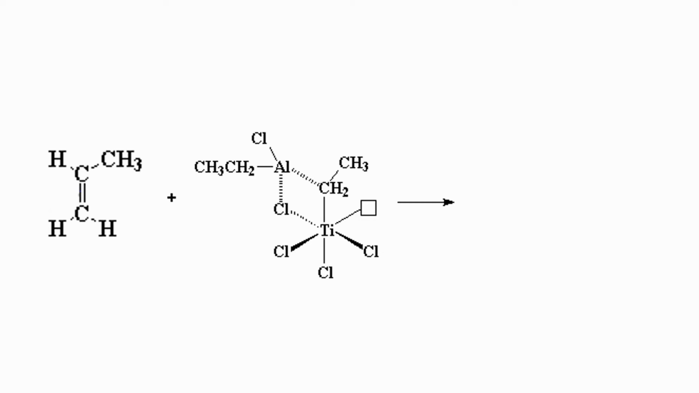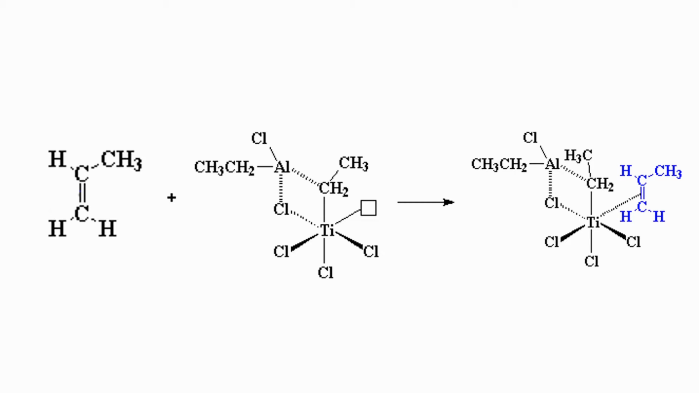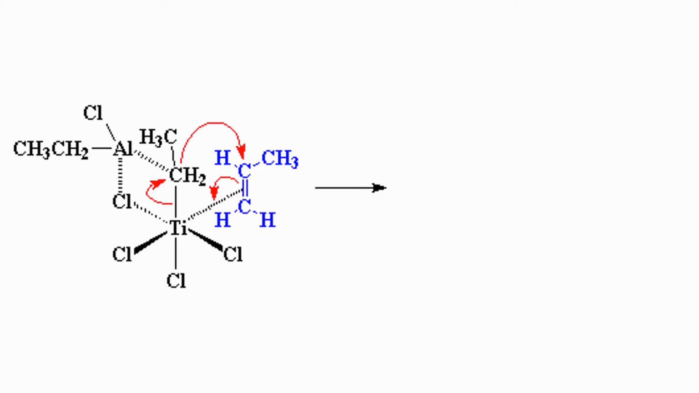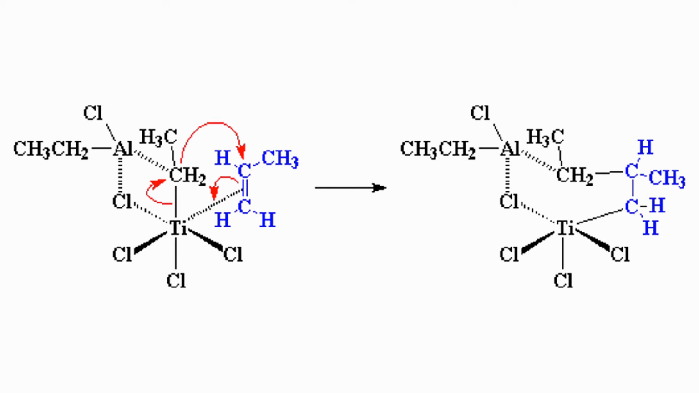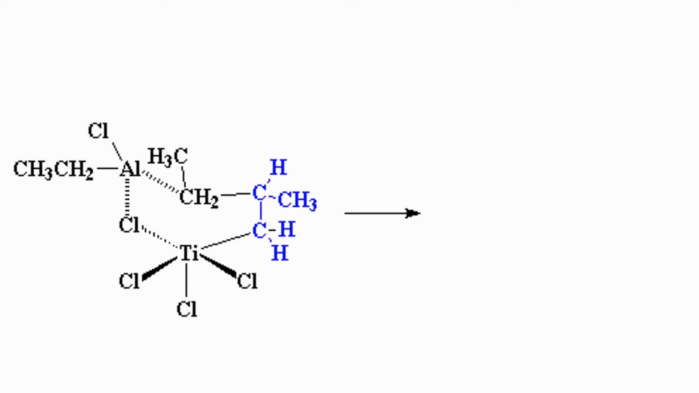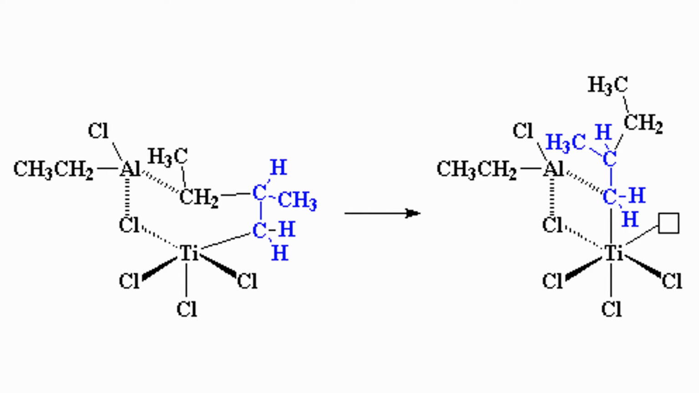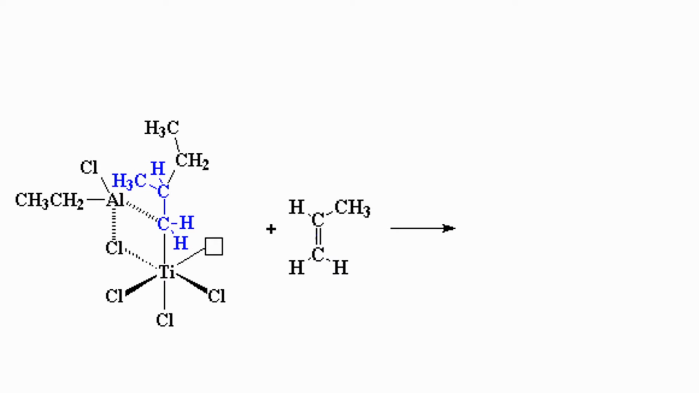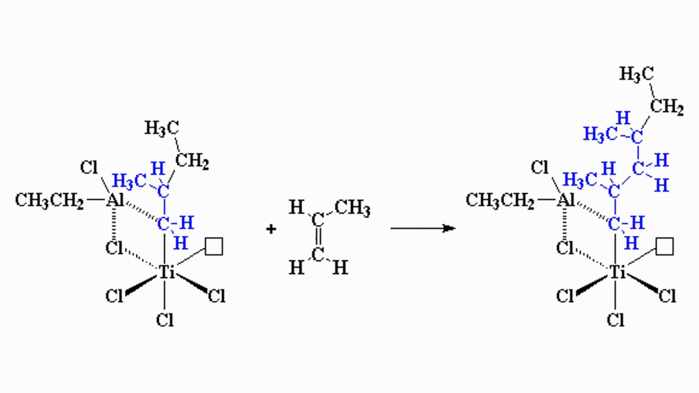Now that the ethyl group and propene are in close proximity, resonance can occur. The resonance structure shown here allows alkyl shift to happen, freeing up another orbital of the titanium atom for the next propene to bind to. The cycle therefore repeats. We can see that the process is highly controlled and the resultant polymer is unbranched.